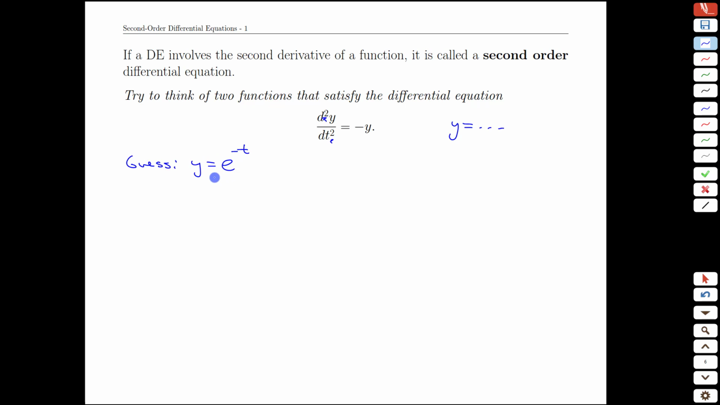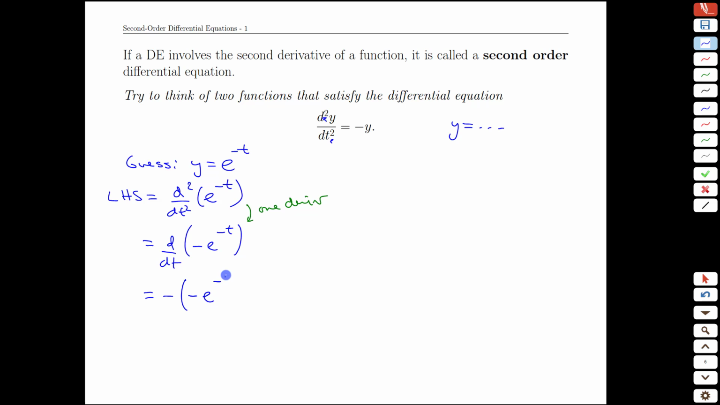As with any other equation, if someone gives you a guess as to the solution, you can verify it or check it by subbing in to the left-hand side and the right-hand side and seeing if you get an equality on both sides. Well, the left-hand side is the second derivative of e to the minus t. We can take one derivative, which will give us e to the negative t with a minus sign out front. That's one derivative. Then, if we take the derivative again, we have the first minus sign, but then we get another minus sign, e to the minus t, and that ends up being positive e to the minus t.